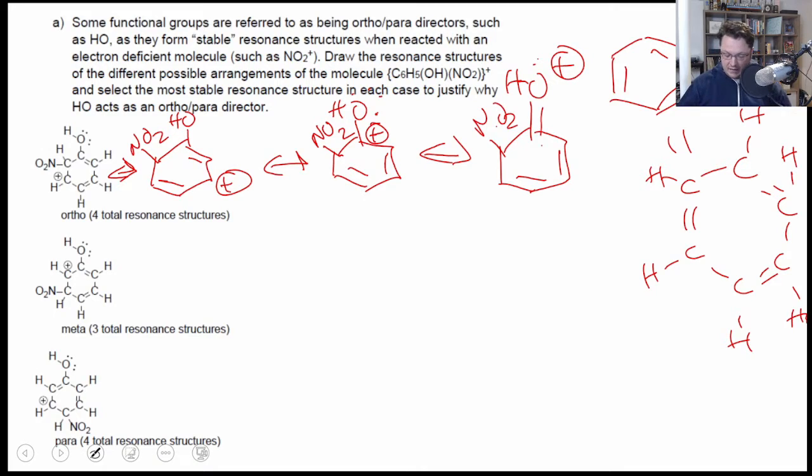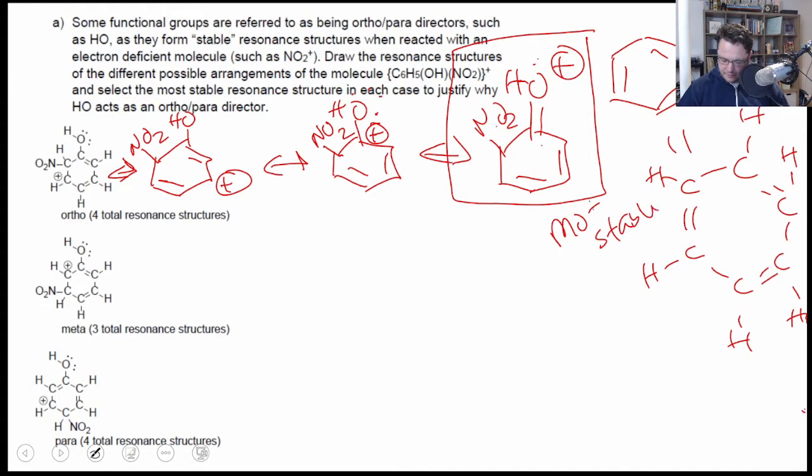And so in this case right here, this is going to be the most stable resonance structure, right? And the reason for it being the most stable is because it meets the octet rule. You know, everything has the right number of bonds that it needs in those cases.